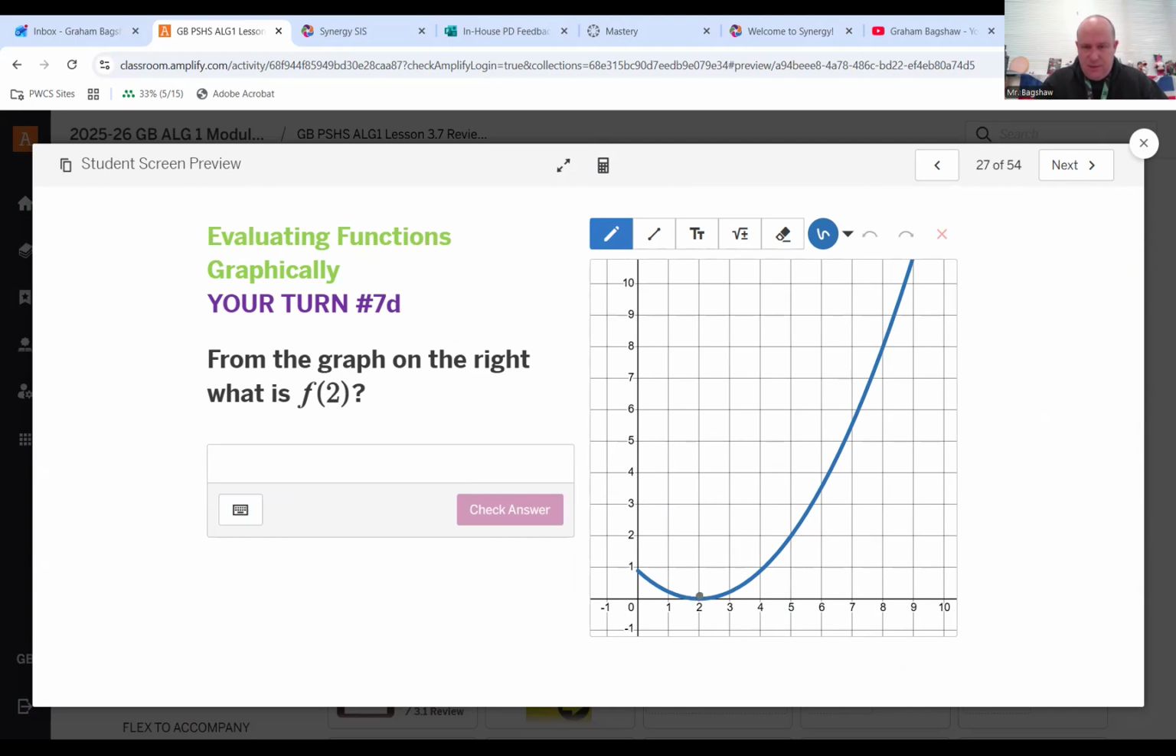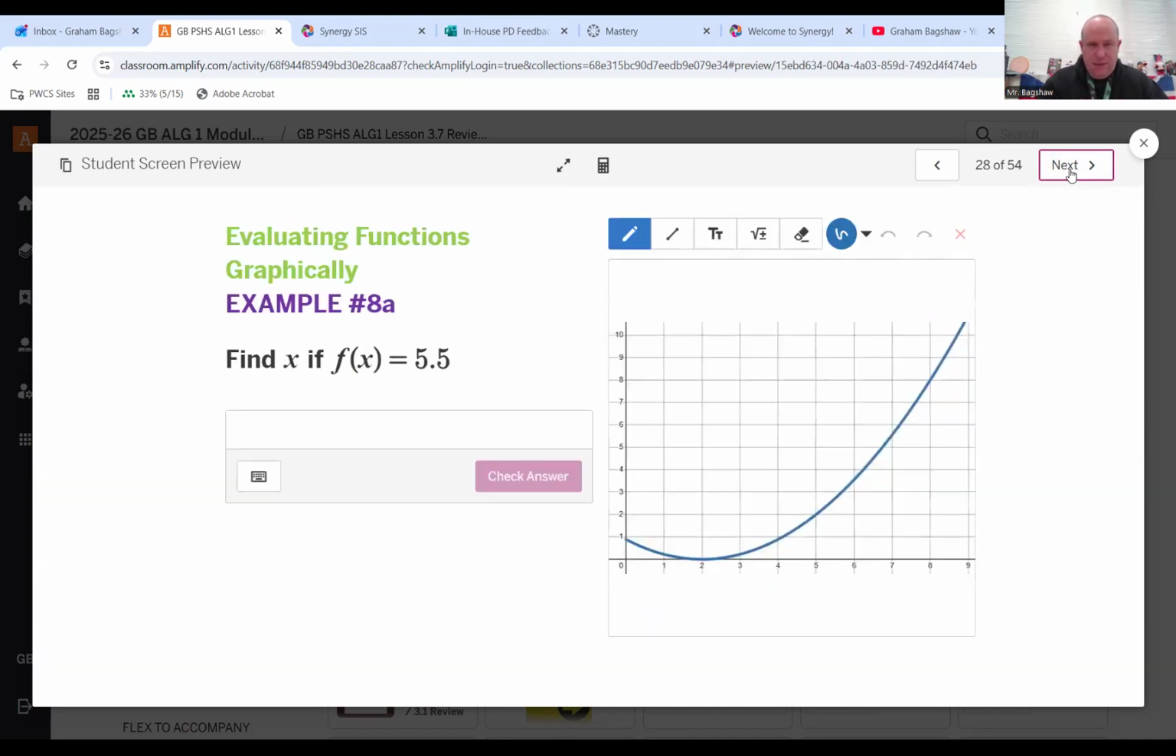F of 2 is right here. Read across, 0. So I'm already on the graph, so I don't need to move up or down. And for that reason, I can just read straight across to the y-axis. That's kind of the trick question, if they want us to give that.